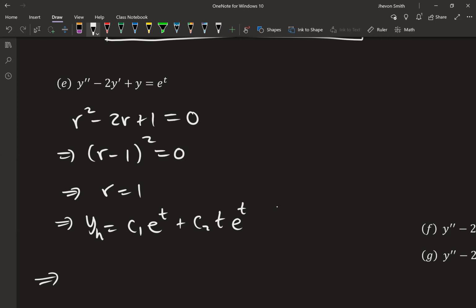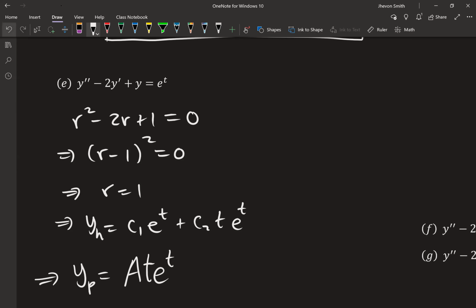So this means that my yp is going to be, well, I look at the original. My original is A e^t, because that looks like a 0-degree polynomial times the right side. But then I check overlaps. I look and I see that in my yh, there's a C1 e^t. So I multiply by a t to kill that overlap.